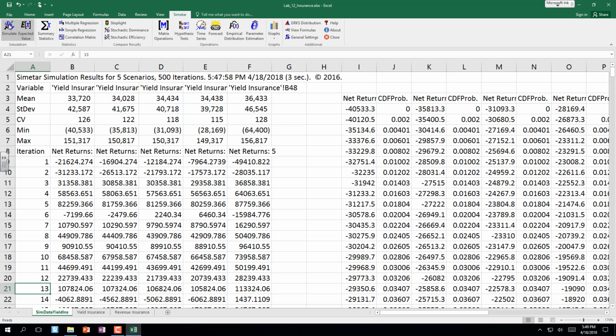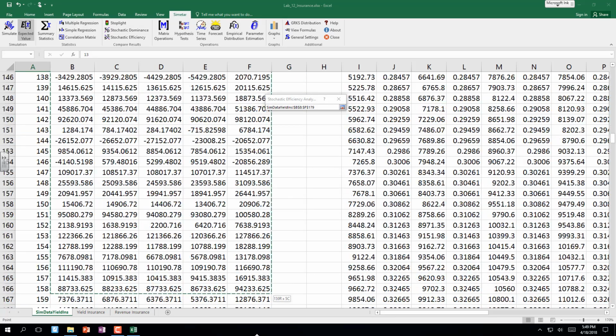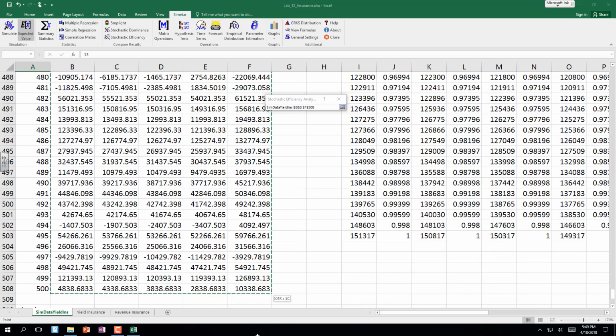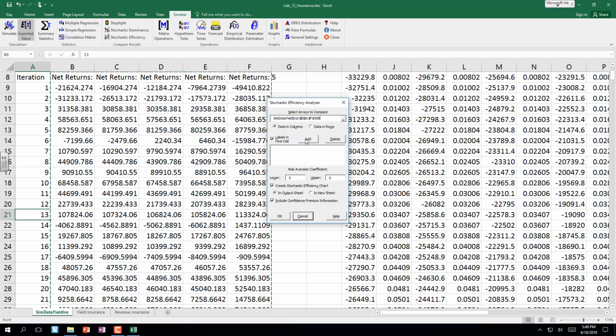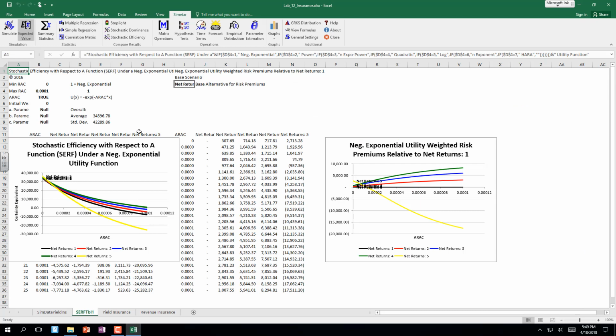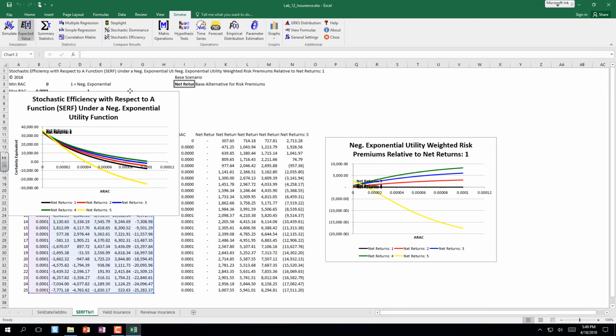Okay. So we come in here, go stochastic efficiency, highlight those values. Labels, add, upper rack, we'll put in 3 zeros and a 1. And we get something that looks like that.